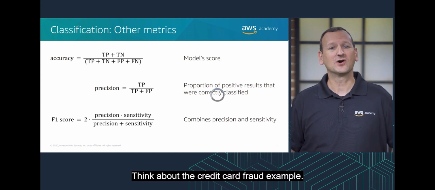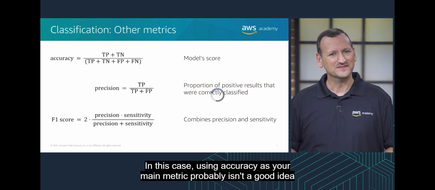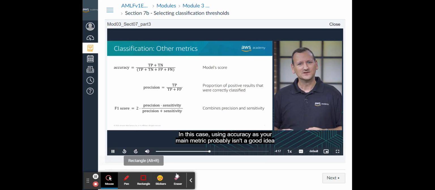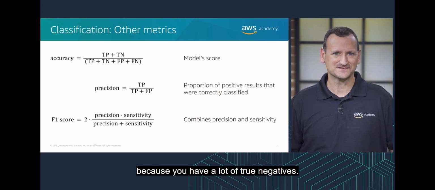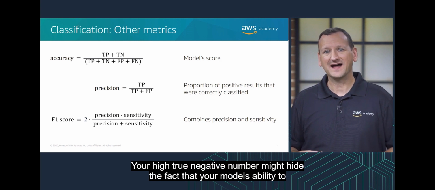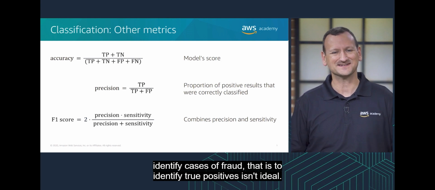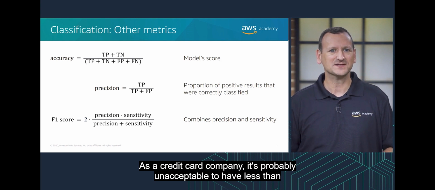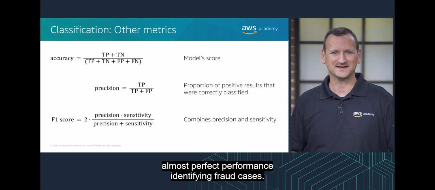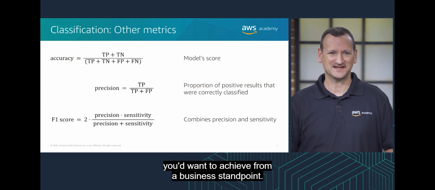Think about the credit card fraud example. In this case, using accuracy as your main metric probably isn't a good idea because you have a lot of true negatives. Your high true negative number might hide the fact that your model's ability to identify cases of fraud, that is, to identify true positives, isn't ideal. As a credit card company, it's probably unacceptable to have less than almost perfect performance identifying fraud cases. That would drive customers away, which would be the opposite of what you'd want to achieve from a business standpoint.